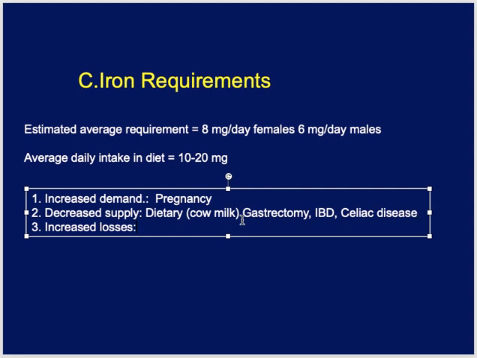The last one is increased losses. Remember one very important thing, that females lose blood every menstrual cycle. Some females have an increased amount of menses, and we call that condition menorrhagia. So menorrhagia is one example of increased losses.